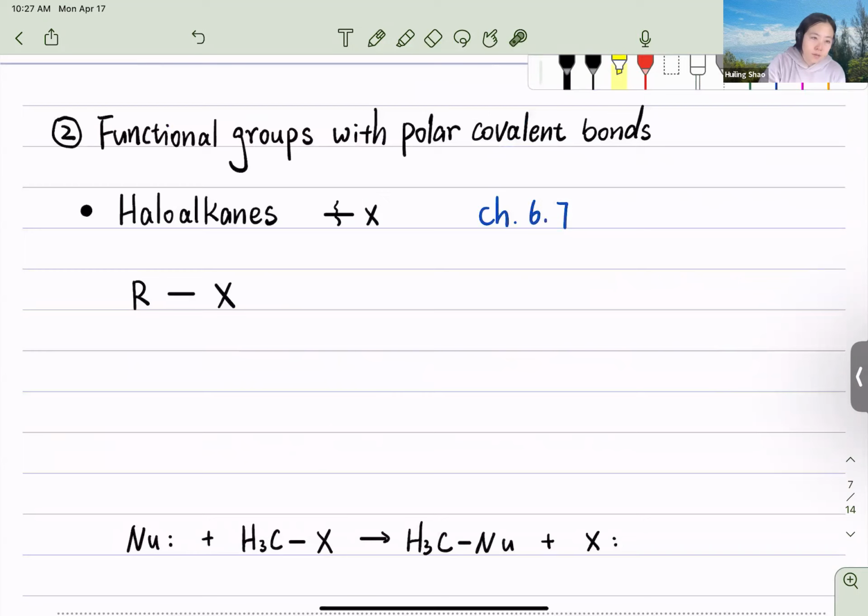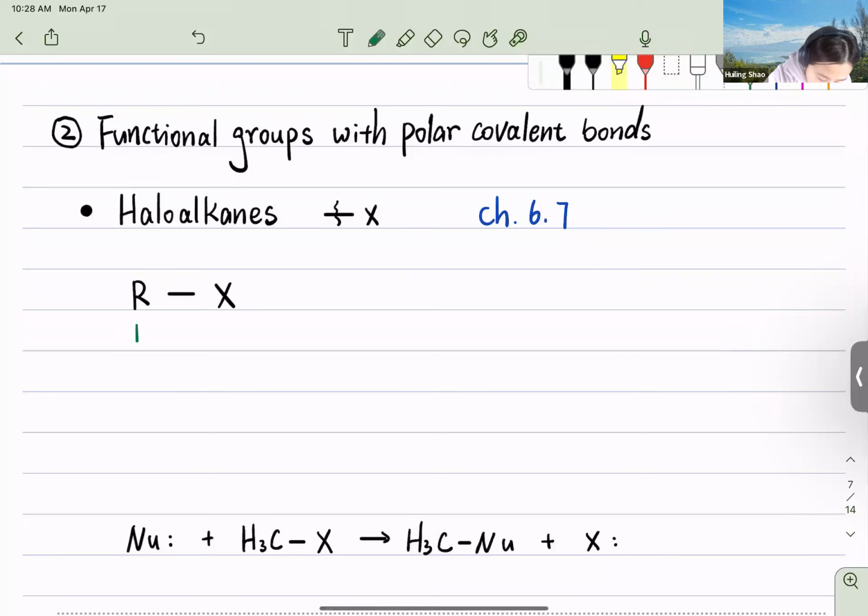The next class is functional groups with polar covalent bonds. Again, functional groups are the center of chemical reactivity. We look at a molecule, we search for its functional groups, and we try to get some idea about how this molecule is going to behave. For one example, a functional group with a polar covalent bond is a halogen bonded to a carbon center.